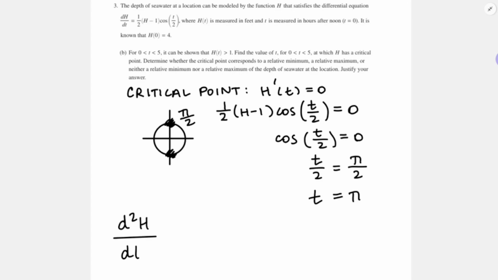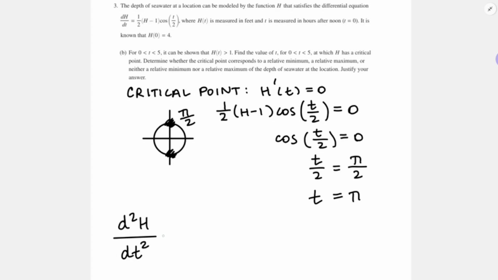But if you did make the remark that, because h is greater than 1, 1/2 is always positive, h minus 1 is always positive, and cosine of t divided by 2 is going from positive to negative at t equals pi, that would be positive to negative, which would be a maximum. That's what I'm expecting to get.